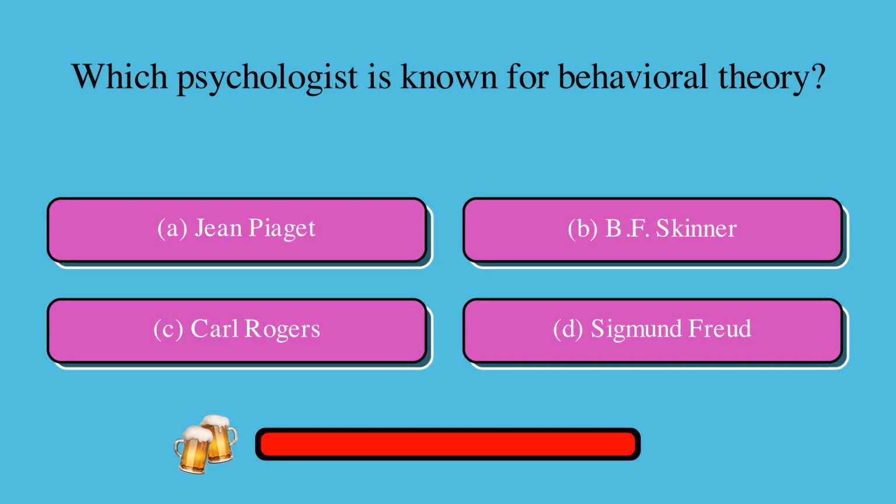Which psychologist is known for behavioral theory? Is it A. Jean Piaget, B. B.F. Skinner, C. Carl Rogers, or D. Sigmund Freud? The correct answer is B. B.F. Skinner.